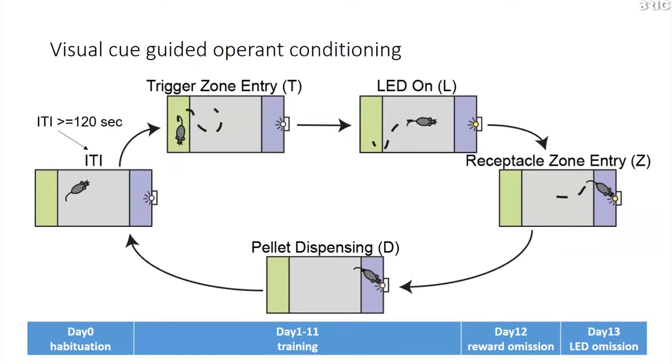In terms of training, I trained the animals for 11 days, and after 11 days, they experience 2 additional sessions with specific manipulation. For day 12, rewards are omitted from 25% of successful trials randomly, and for day 13, the LED is turned off for the full session, although the animals can still perform the sequence of actions purely based on timing.